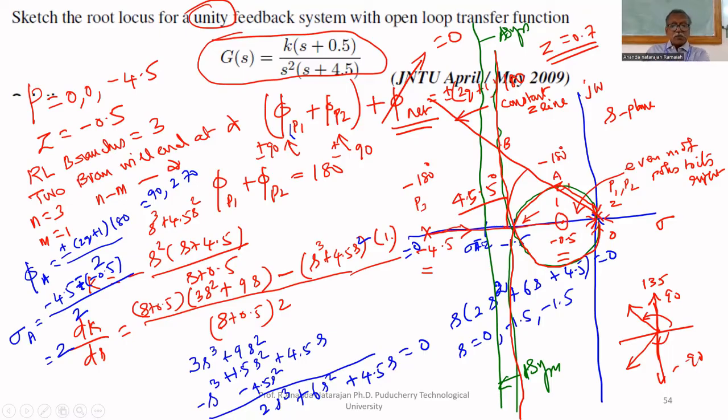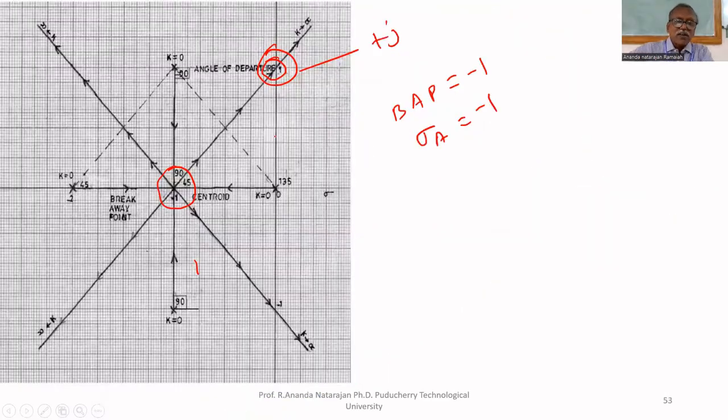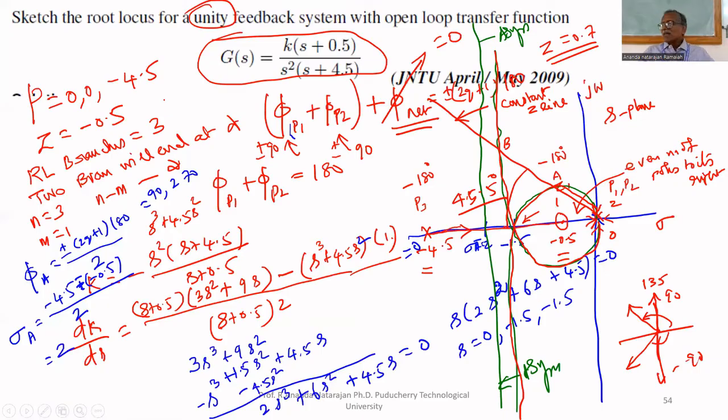In the morning sum also that problem may come. Suppose I have drawn a line like this, the 0.7 line. Suppose I want to find the value of k on the root locus for 0.7. This is the constant zeta line, zeta equal to 0.7. It cuts at A as well as B. Where do I have to find K? Either at A or B. How to find K? From A to all poles and zeros, we have to draw lines. We have to draw lines from A to all points. If it is B, then from B to all points.